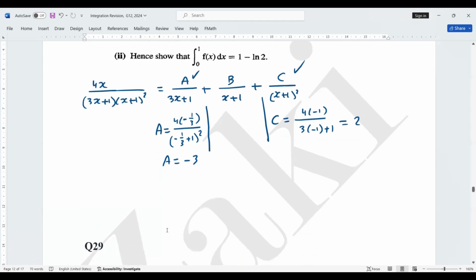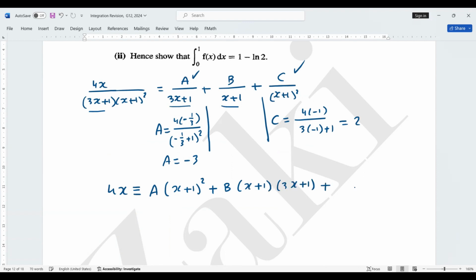We use identity. Compare the denominator to get the identity. So we write 4x equal identical: A, 3x plus 1, already we have 3x plus 1, but we don't have x plus 1 squared. Then we multiply a by x plus 1 squared, plus b. By comparison of denominator, x plus 1 already we have, but we need another x plus 1, and also we need 3x plus 1 to be the same denominator, plus. X plus 1 squared already exists, so we need 3x plus 1.